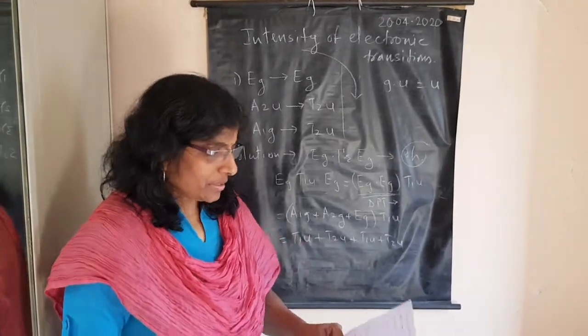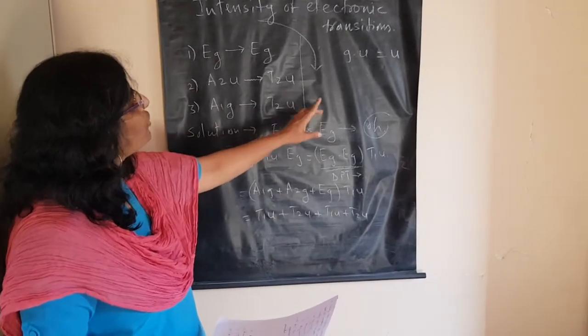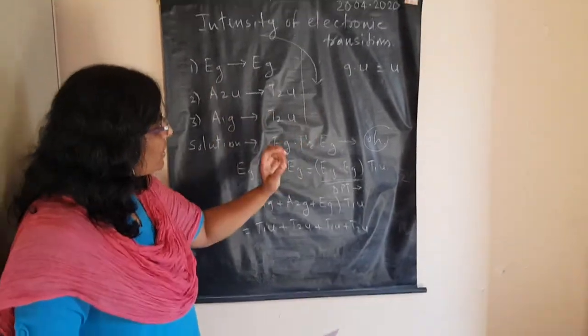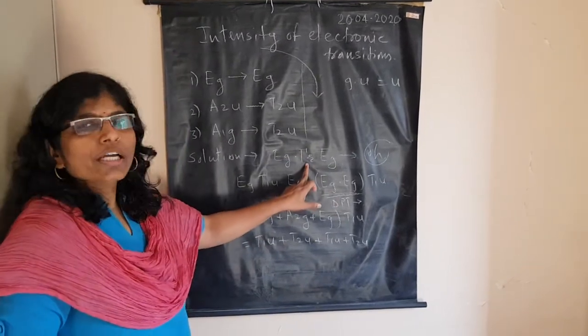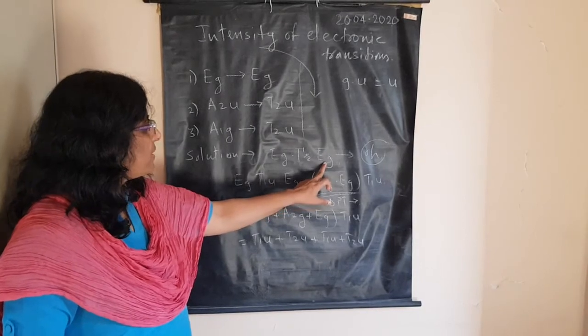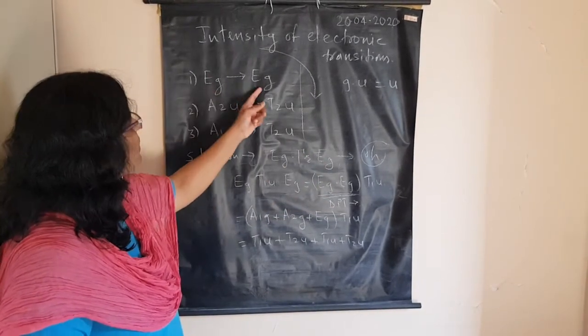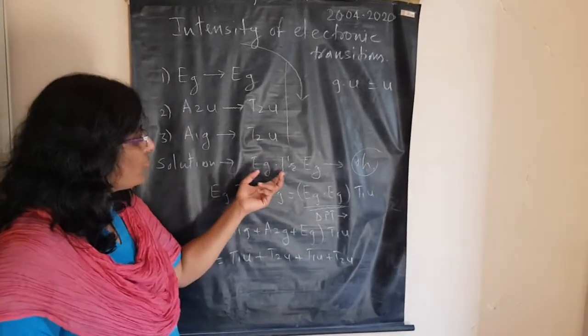We'll see a question: arrange these three transitions with respect to their intensity. As I mentioned in an earlier video, we have to consider tau r, the dipole moment vector, when the ground state goes to the excited state. For example, I have chosen this one, the Eg to Eg transition. Now, how do we solve this?